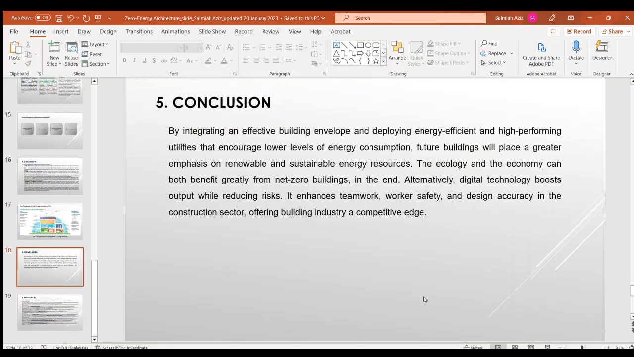For the conclusion of the topic today, by integrating an effective building envelope and deploying energy efficient and high performance utilities that encourage lower levels of energy consumption, future buildings will place a greater emphasis on renewable and sustainable energy resources. The ecology and the economy can both benefit greatly from net zero buildings in the end. Alternatively, digital technology boosts output while reducing risks. It enhances teamwork, worker safety, and design accuracy in the construction sector, offering the building industry a competitive edge.